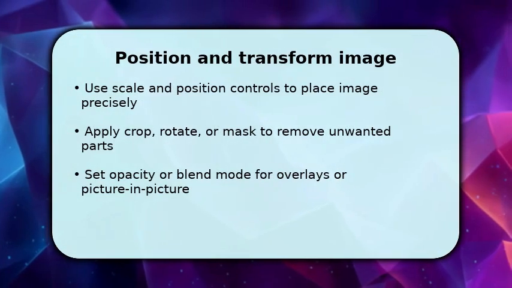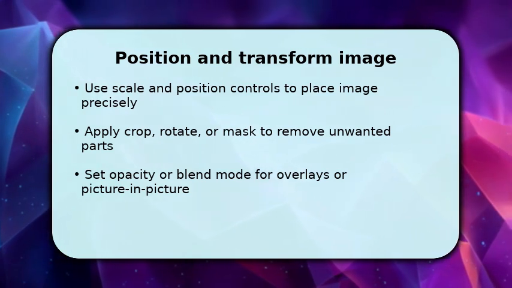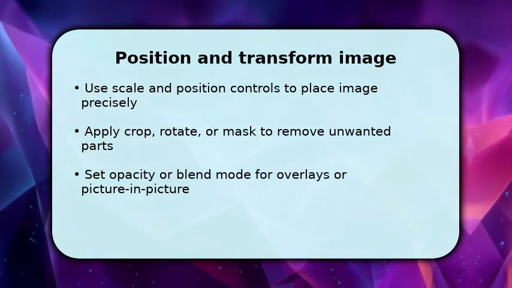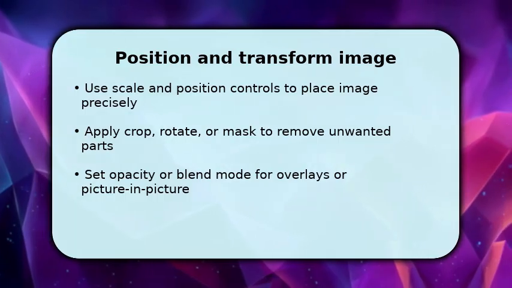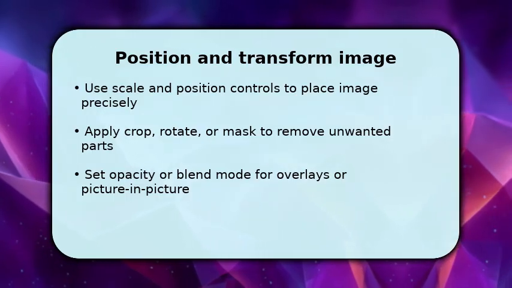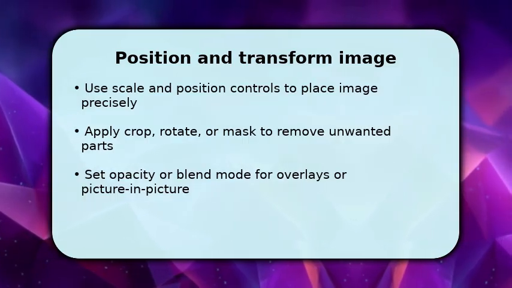Now you adjust the image so it fits the shot. Use the transform tools, scale to resize, position to move, and rotate if the angle is off. If you need only part of the photo, crop or add a rectangular mask, feather the edges slightly for a natural blend. For picture-in-picture, reduce opacity or choose a blend mode to integrate the image with the background.